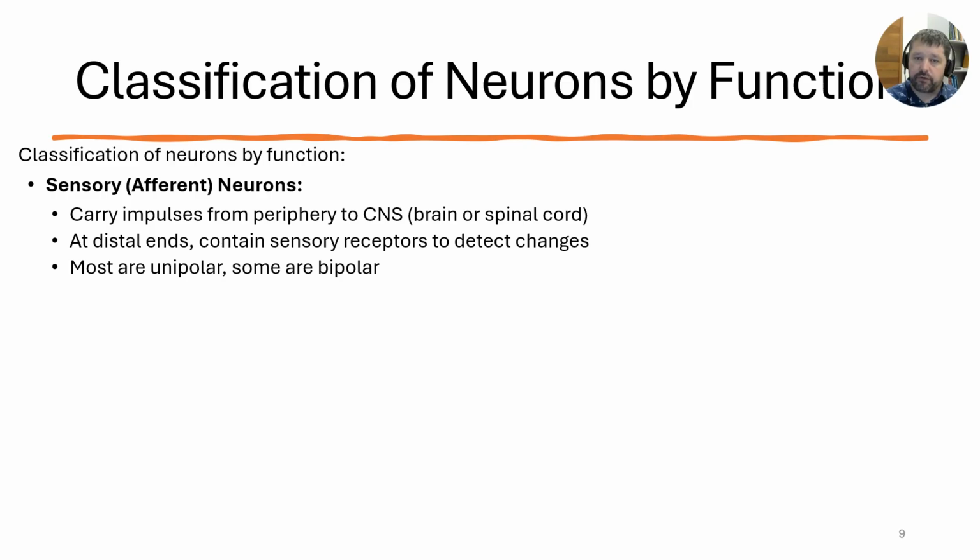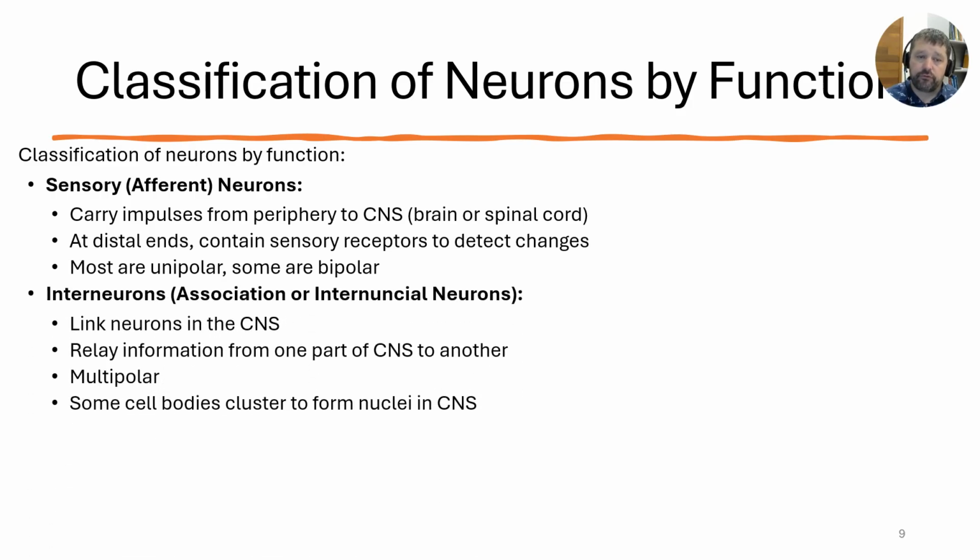So these are what you're often going to find in the spine and the brain. Lots of unipolar, bipolar. So let me back that up. You're going to find them on the outskirts of the brain and the spinal cord that are associated with the peripheral nervous system. So these are the signals that are coming from the peripheral to the central nervous system. Within the central nervous system, you're going to find interneurons. These are link neurons, or sometimes it's called the association of neurons.